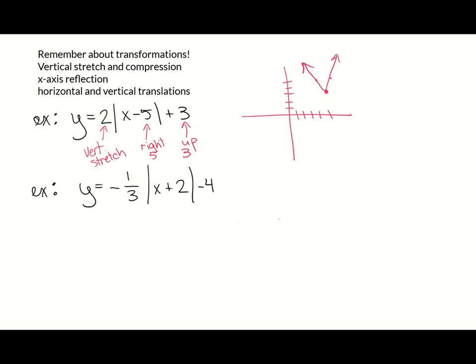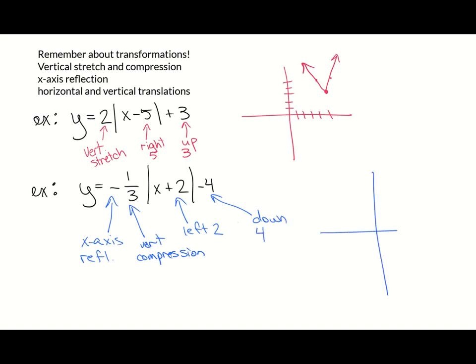Okay, the second one, the negative sign in front means an x-axis reflection. The 1/3 means a vertical compression. The +2 inside means that you're going to the left 2, and the -4 out to the side means that you're going down 4. So what would that look like? My lovely straight lines over here. Okay, so let's go to the left 2, down 4. That is my center point.